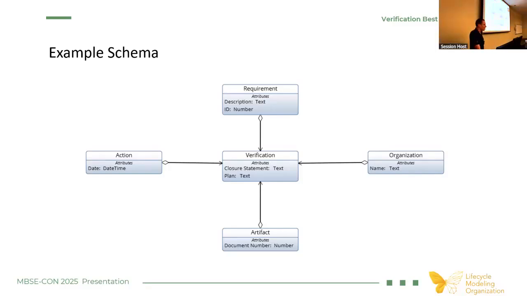The last thing here is going to be your verification itself. I'd break it up into two pieces. One of them is going to be your plan. What's your plan for verifying the requirements? And then what are your closure statements? That plan can be broken up into multiple attributes. In our case, it's what are those document types that you're trying to use to verify a requirement? So what do you need from that verification owning organization?